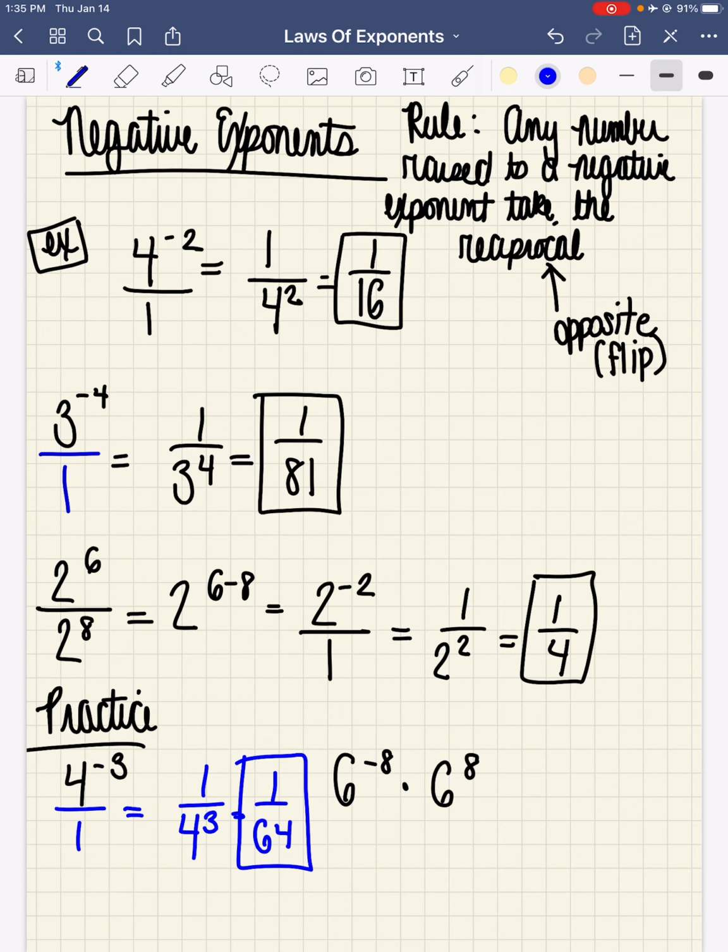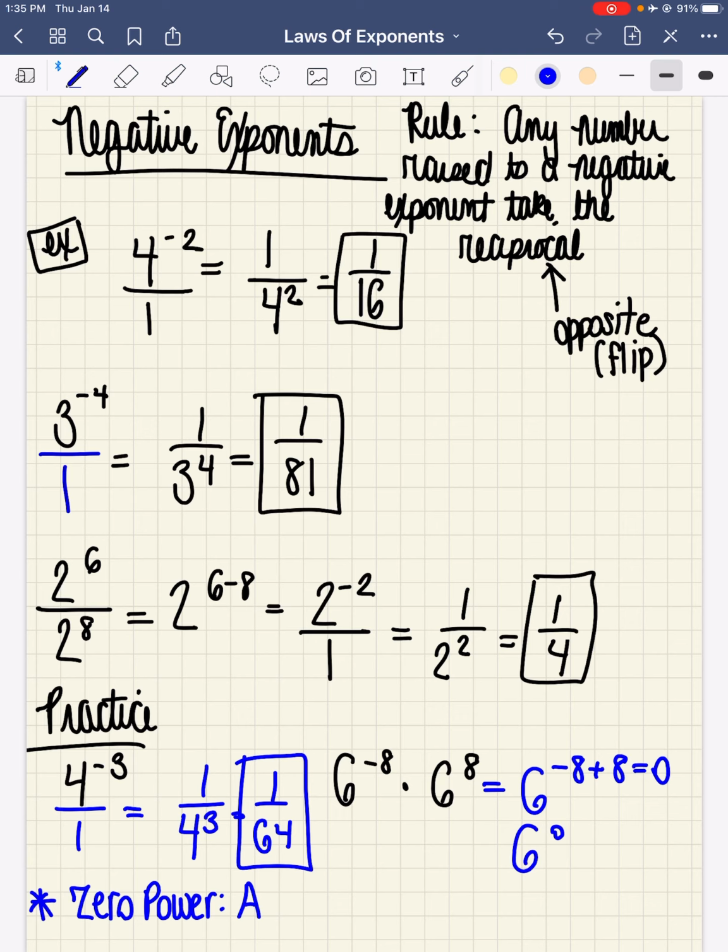Alright, this is going to first be, which rule is that going to be? That's going to be our product rule. So this is going to be 6 to the negative 8 plus 8. Negative 8 plus 8 is 0. So this gives me 6 to the 0 power, which lends me to introduce the very last rule that we're going to talk about, which is the 0 power.